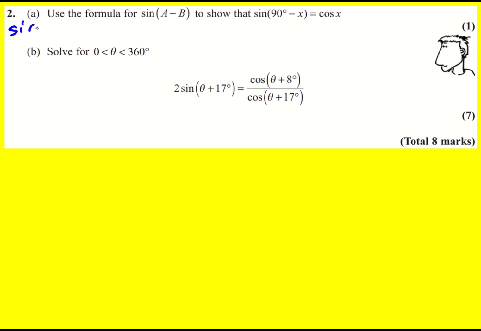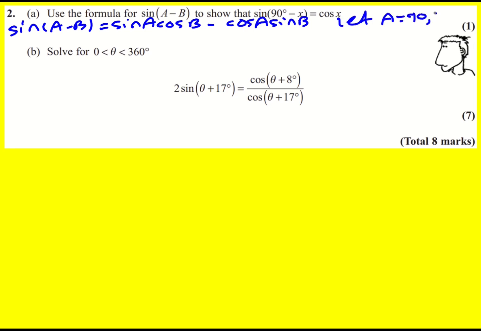The addition formula for sine A minus B is sine(A minus B) equals sine A cos B minus cos A sine B. So if I let A equal 90 and B equal x, then I will get sine(90 minus x) equals sine 90 cos x minus cos 90 sine x.